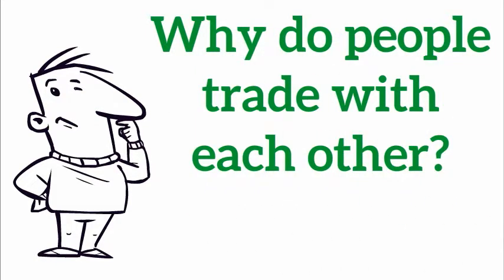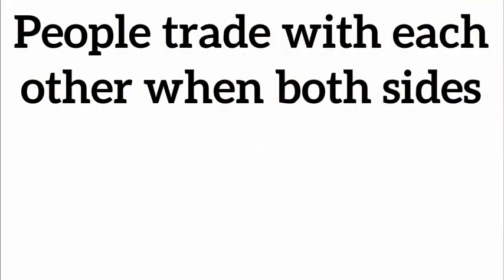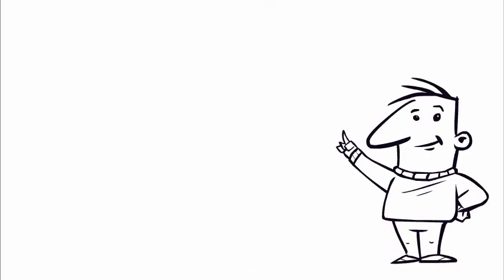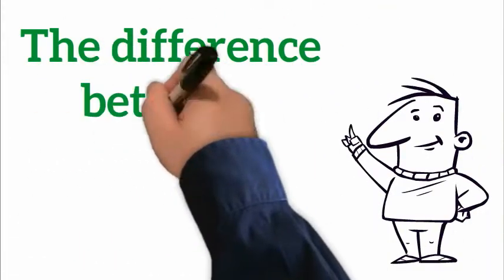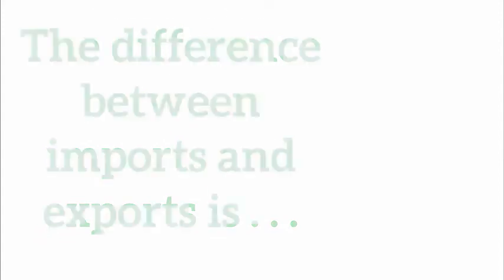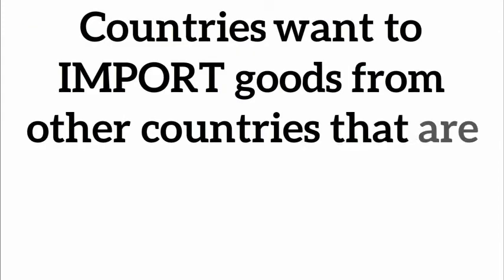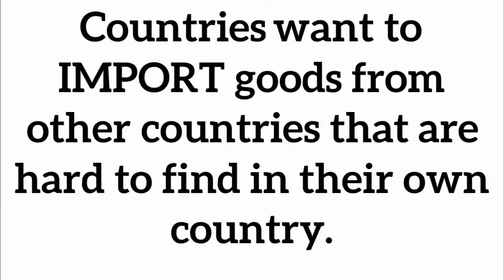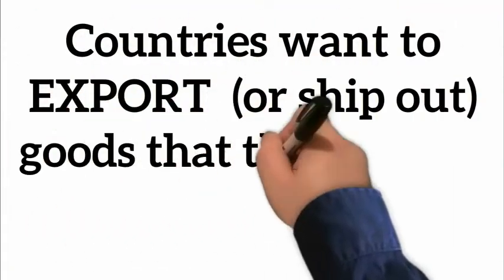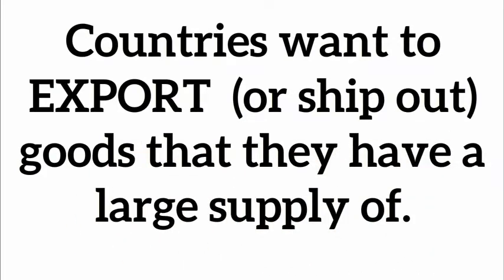Why do people trade with each other? They trade with each other when both sides can gain something from the exchange. The difference between imports and exports is: countries want to import goods from other countries that are hard to find in their own country. Countries want to export or ship out goods that they have a large supply of.